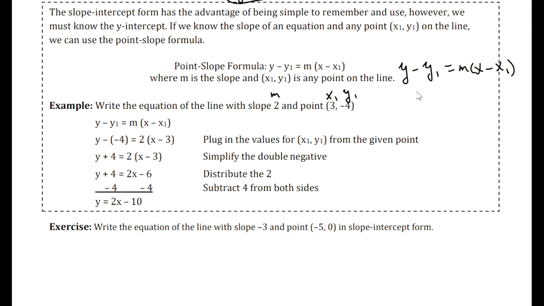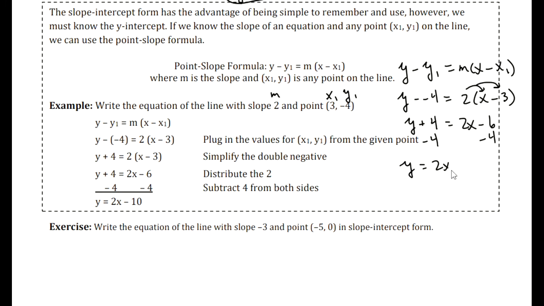So we have our point-slope formula, and we put in our three numbers. y1 is -4, m is 2, x1 is 3. And what we do now is solve for y. We leave the answer in slope-intercept form. So we need to break up the parentheses, so we distribute the 2. And then to solve finally for y, we'll move the 4 over. y equals 2x minus 10.